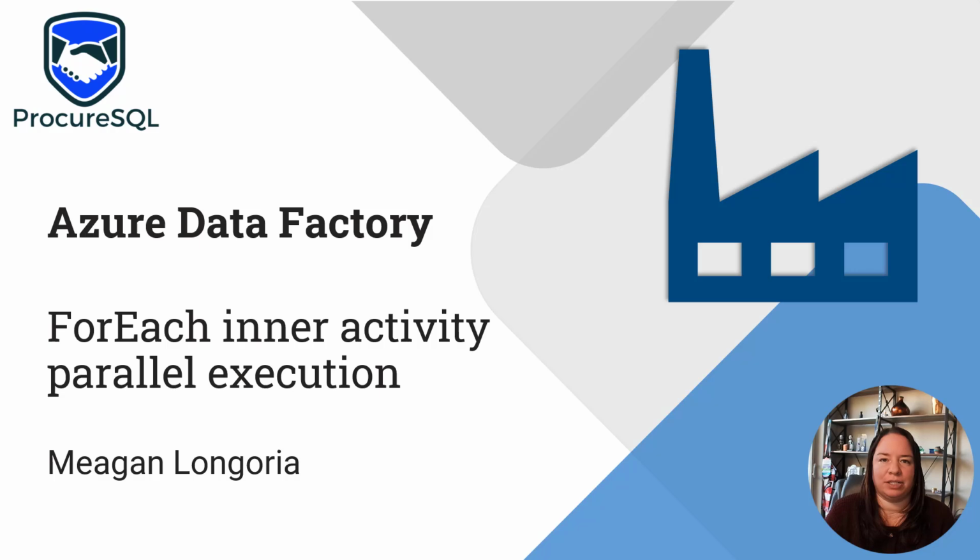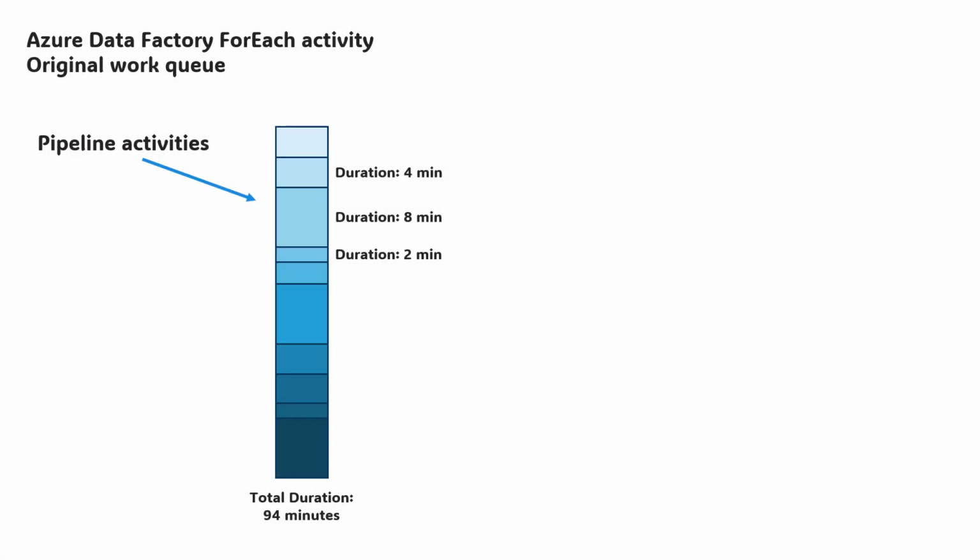Today I'd like to talk to you about Azure Data Factory for each activity parallel execution. Let's say we have a collection of work to be done in Azure Data Factory. Each chunk of work uses the same activity type and has the same inputs. Each chunk has varying expected durations and resource usage. The work may be executing another pipeline, or a copy activity, or a stored procedure.